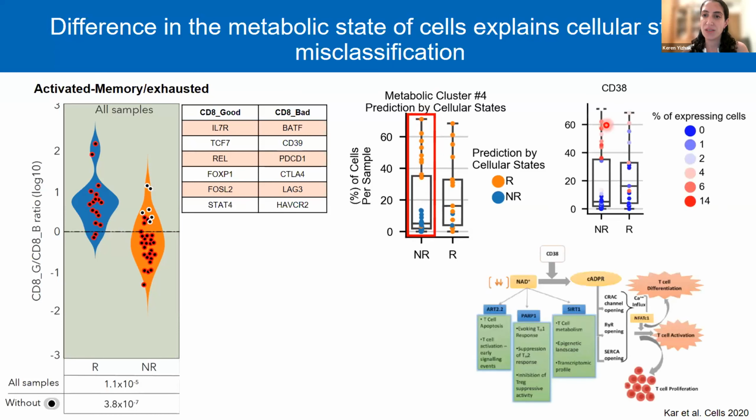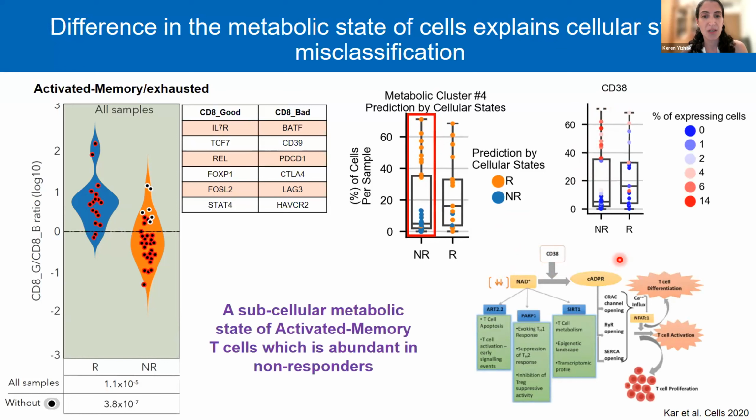One of the key genes that is upregulated in these misclassified samples is CD38. CD38 is known to convert NAD to cyclic ADP ribose, and by that depletes NAD from the environment, which is important for T cell differentiation and activation. So this is basically a subcellular metabolic state of the activated memory T cell, which is usually abundant in responders, but this specific metabolic state makes it more abundant in non-responders.